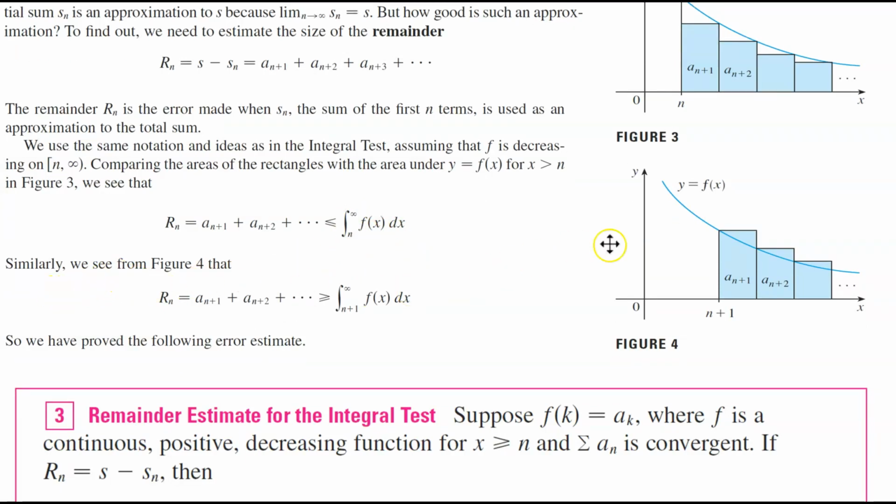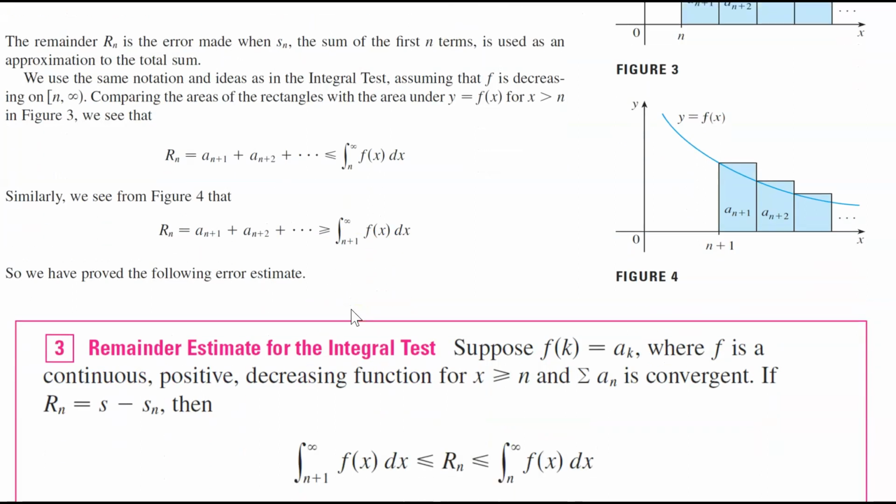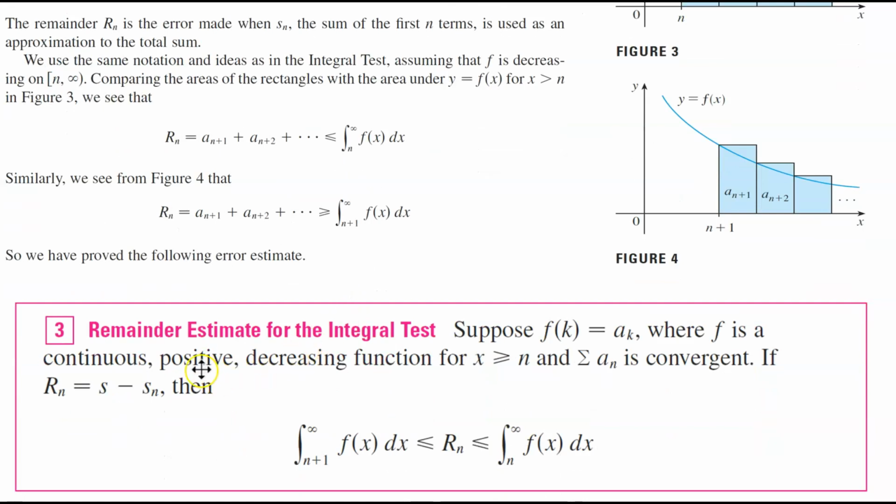Similarly, we can see from figure 4 that r subscript n, which is equal to a subscript n plus 1 plus a subscript n plus 2 and so on, is going to be greater than the integral of the function going from n plus 1 to infinity. So we have proved the following error estimate, the remainder estimate for the integral test.